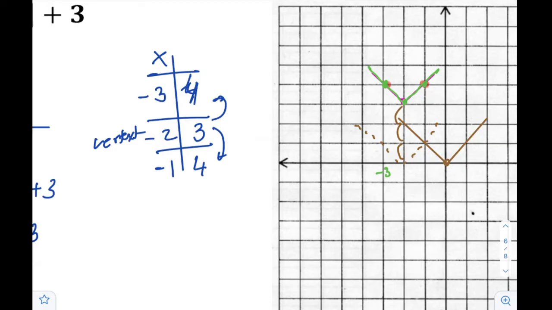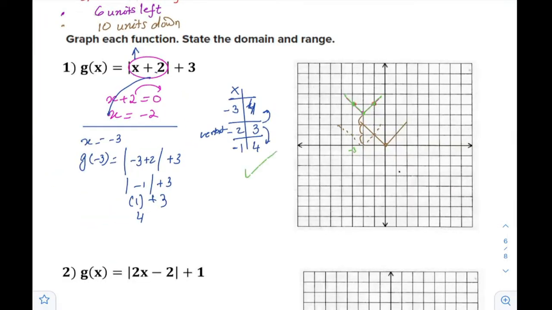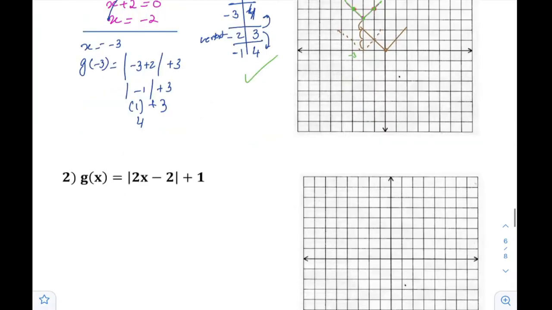We used two techniques, either the table or the transformation. Use the way you like. But remember, the table is more accurate. We are going to use the table, which is better. Now let's graph another one.